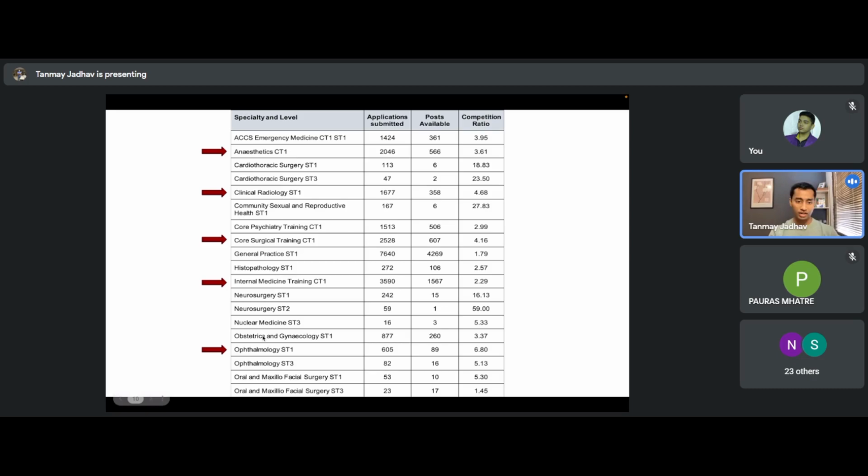Now, what I want you to note here is these three columns. This is the applications submitted, which is essentially all the applicants from the UK who have applied for this particular specialty. So, for example, let's take clinical radiology. Last year, there were 1,677 people who applied, and there were only 358 positions available across the country. So effectively, the competition ratio was 4.68 people applying for one post. So there was approximately competition against 5 people for every post.